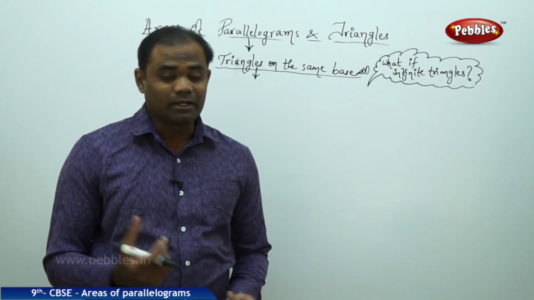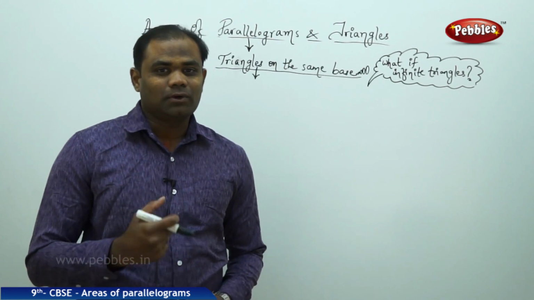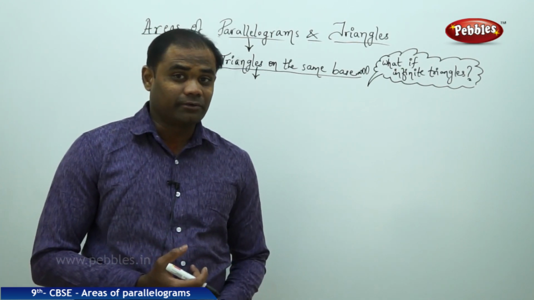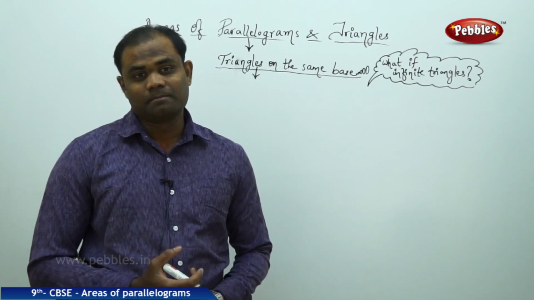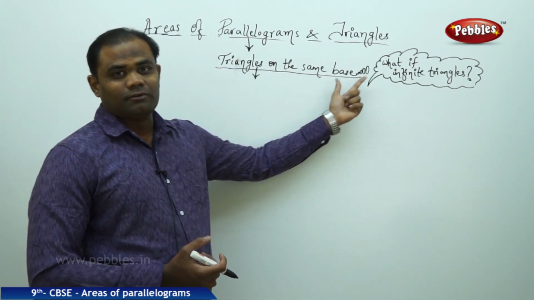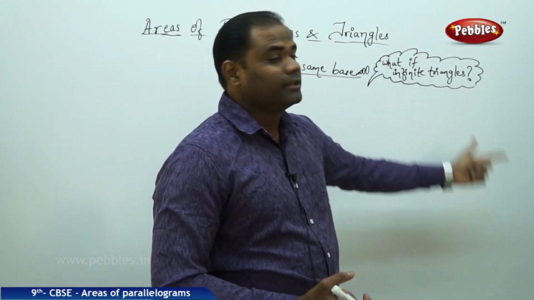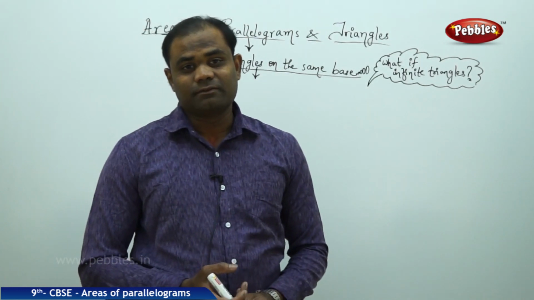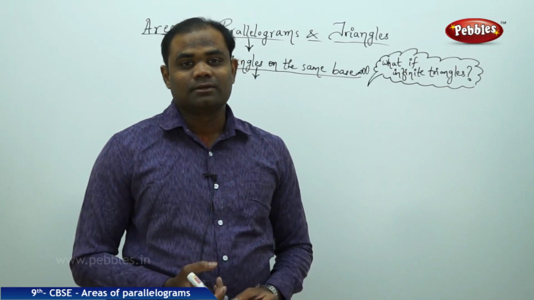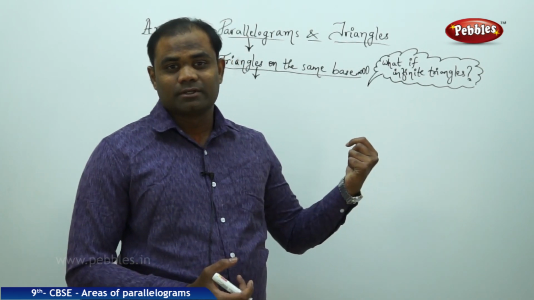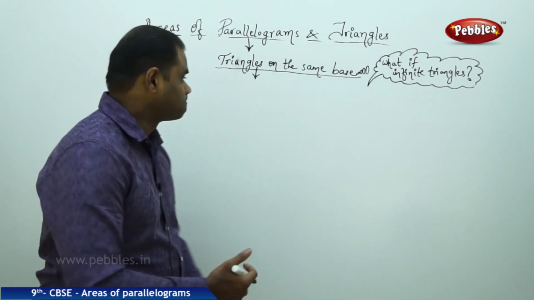Now that we have discussed the property of two triangles on the same base and between the same parallels being equal in area, now comes the question: what if there are more than two triangles? Well, all the three triangles will have equal area. Today's session is about triangles on the same base, with the question, what if there are infinite triangles? What could be the case if I draw more than two triangles? Will all the areas be equal? Let's investigate with the property.